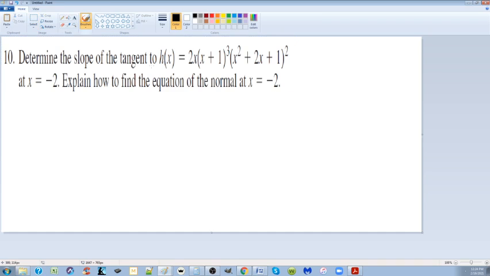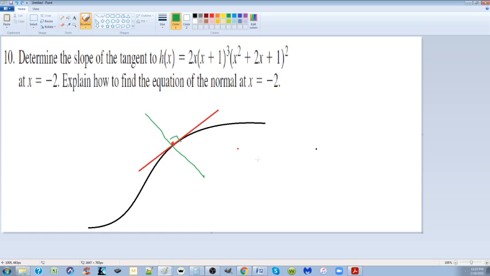Determine the slope of the tangent for this function, clearly a nasty function, at this point. Explain how to find the equation of the normal at that point. Before we do that, I want you to pretend you've got a weird function. Understand that the tangent touches the curve at the point you're looking at. The normal is a line that will form a 90-degree angle to your tangent line.